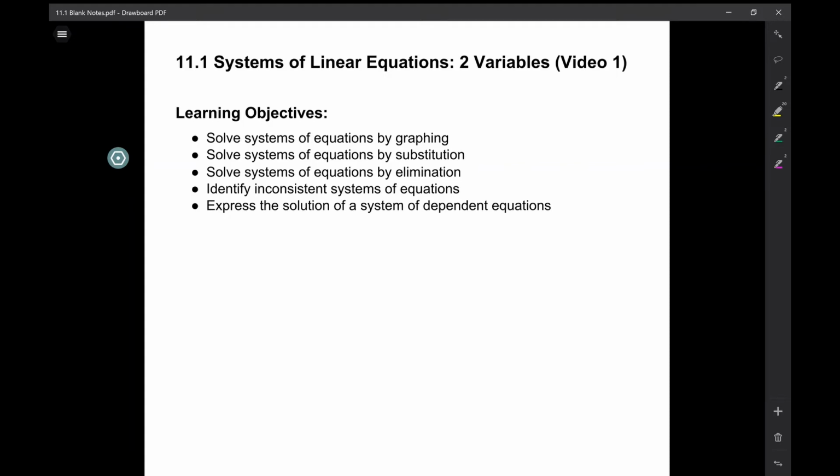Welcome, Math 111 students, to section 11.1, Systems of Linear Equations in Two Variables. All right, so for this section, we're hoping to learn how to solve systems of equations by graphing, by substitution, by elimination, how to identify inconsistent systems, and how to express the solution of dependent equations. All right, so that's a lot for one section, but let's get started.